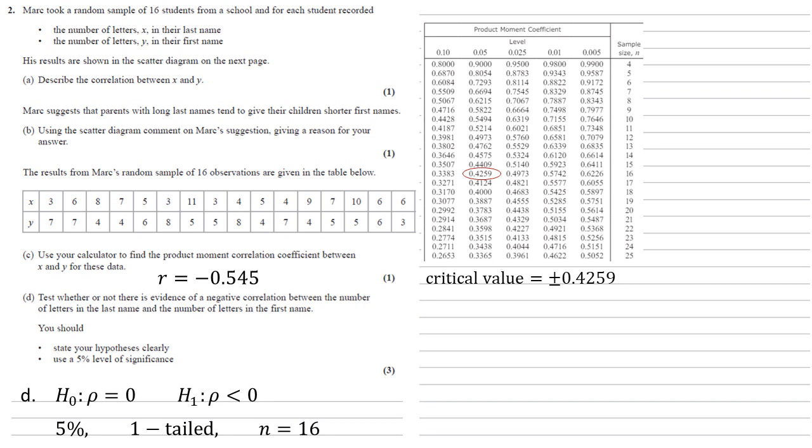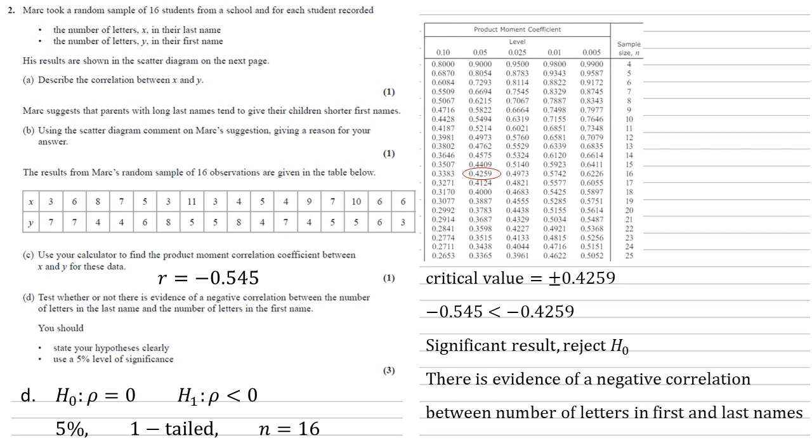We're then going to compare our R to this. So our R of minus 0.545 is smaller than minus 0.4259. More importantly, it's further away from 0. It's more negative. So this is a significant result because it is more negative than the critical value. So we're going to reject the null hypothesis. At this point, we need to make sure we then refer back to what it is we're testing. So there is evidence of a negative correlation between number of letters in first and last names.